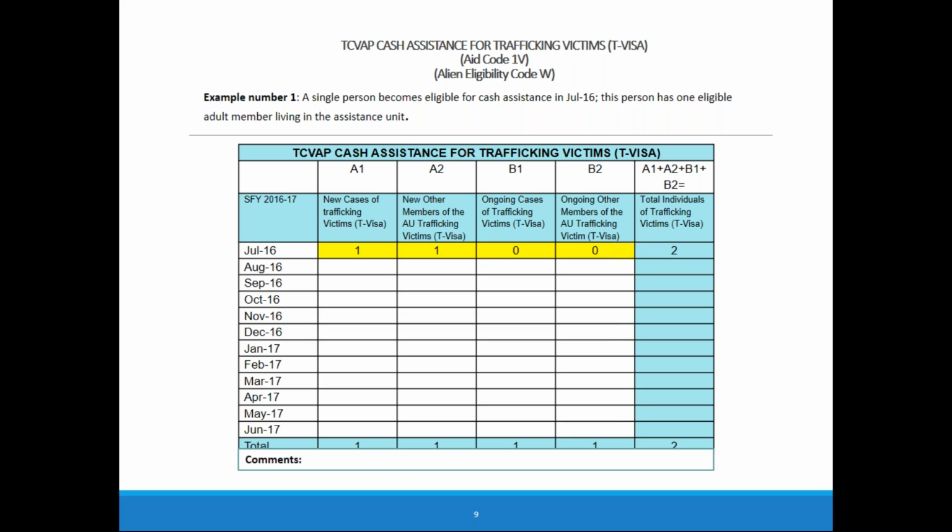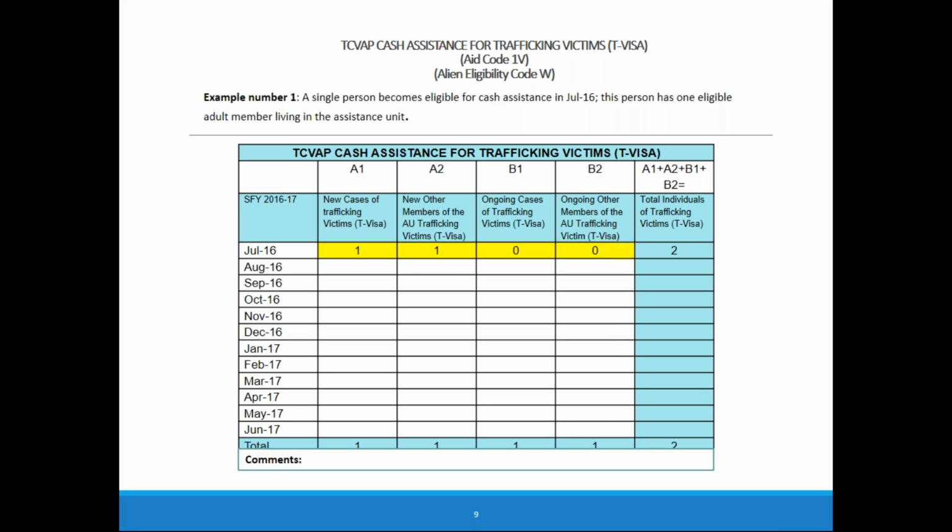On column B1 and B2, enter zero. Note that if your county has ongoing cases from previous months, you have to report those cases so they can be counted and accumulated with the ongoing cases and the ongoing members living in the assistance unit.